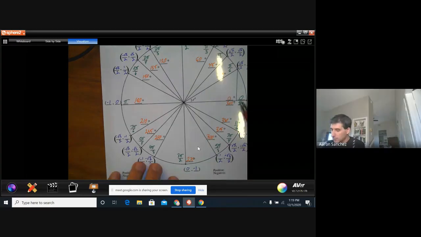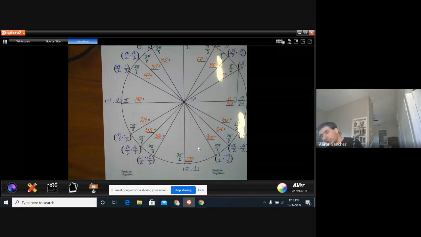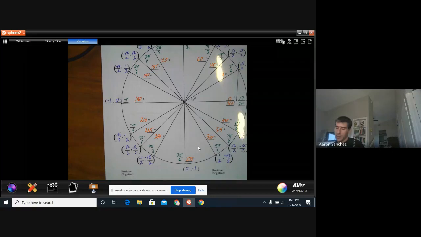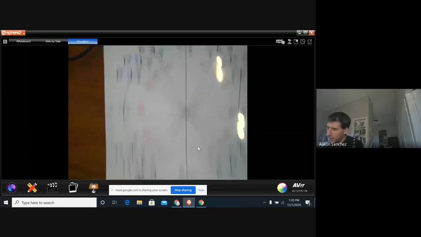We're going this direction. What's my cosine? Do you remember what cosine is equal to again? It's equal to x. Yes, very good. Do you see an x and a y here? 0. Yes, very good. Okay, cool.